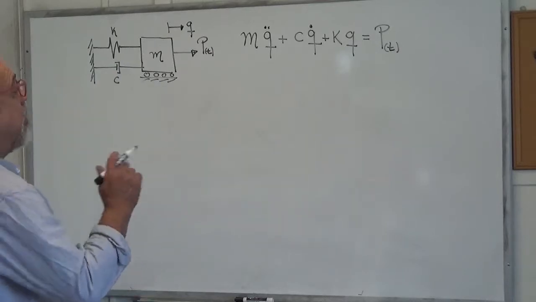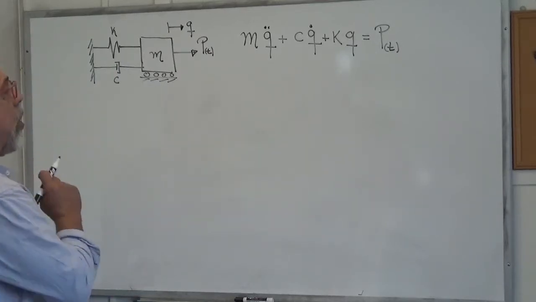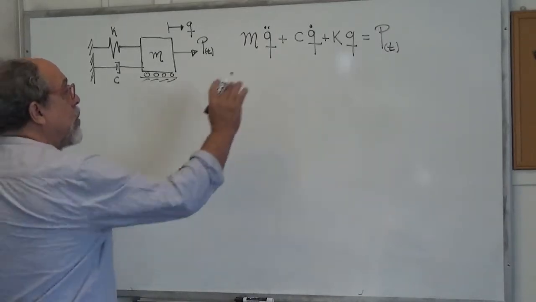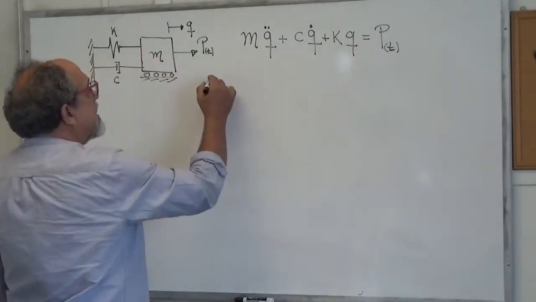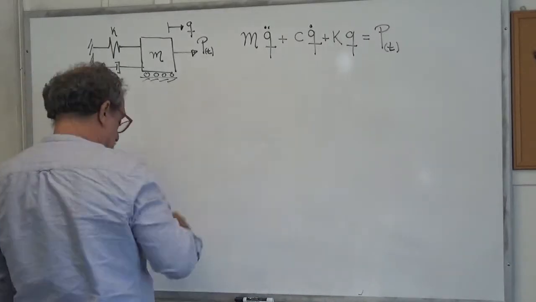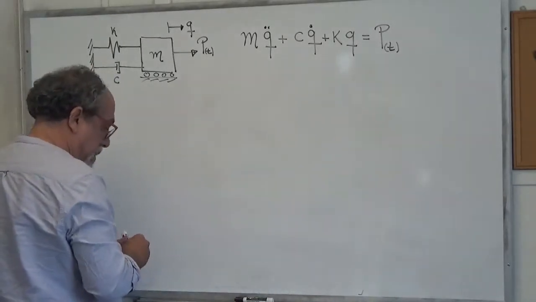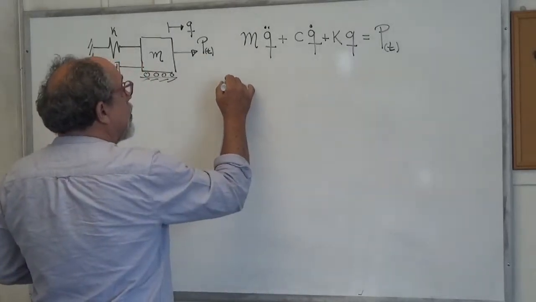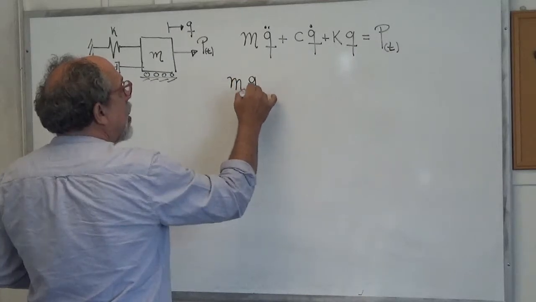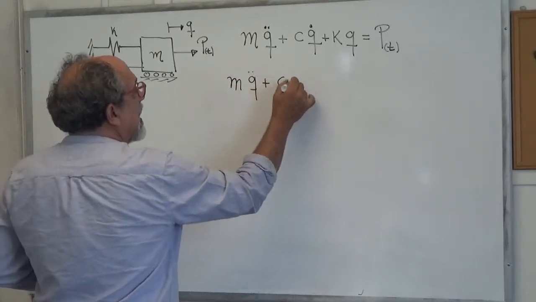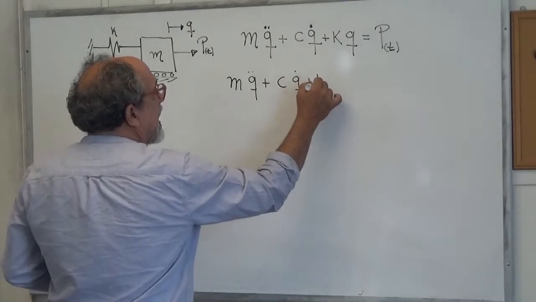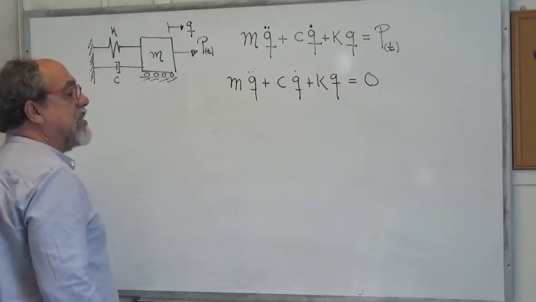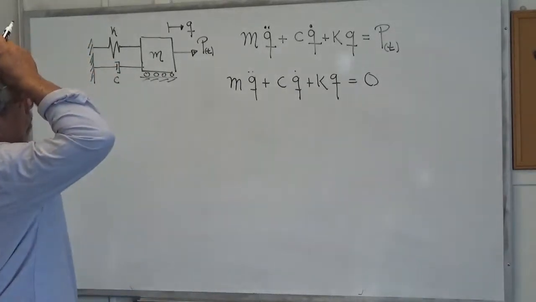Now, we begin by looking at the homogeneous equation, which is when there is no excitation. So, in this case, we would have m q double dot plus c q dot plus k q equal to 0. And we refer to this as the homogeneous equation of motion.